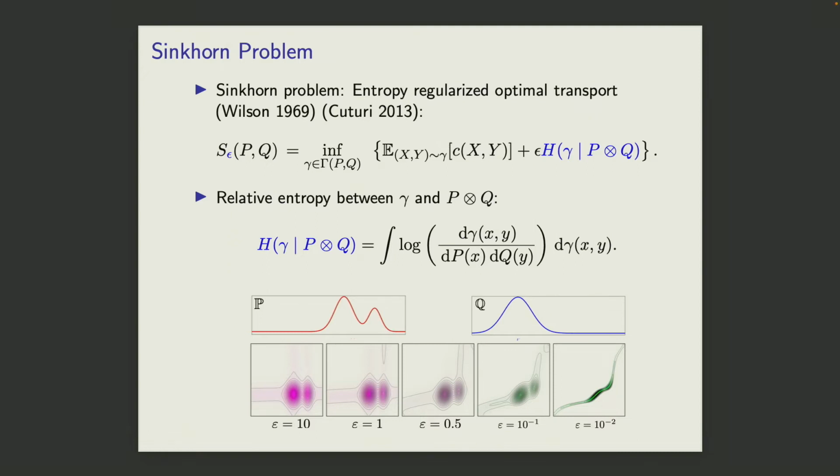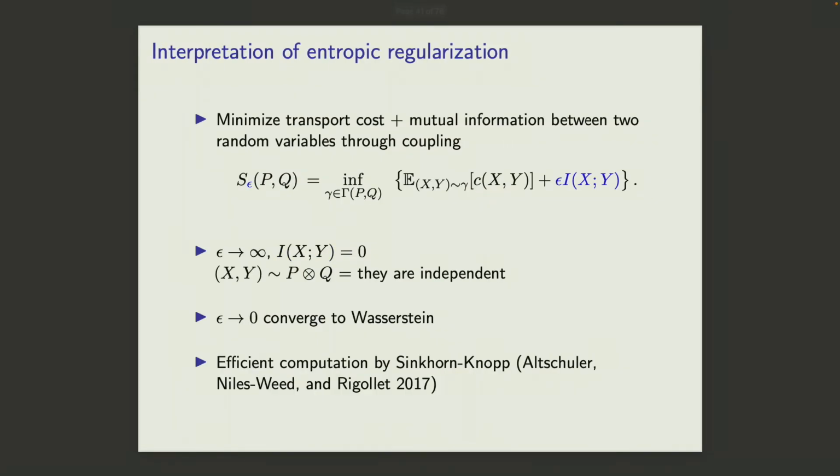So if epsilon is 0, then we go back to the original Wasserstein. But if epsilon is very large, we're basically saying we don't want to go too far away from the product of the two marginals, and this makes the transport map more smoothed and smeared. Okay, so it also has this interpretation: you can view this as finding the coupling while not making the mutual information too large, minimizing mutual information to some extent. And I want to mention that this is particularly attractive because it can be computed efficiently, and has been suggested by many prior works.